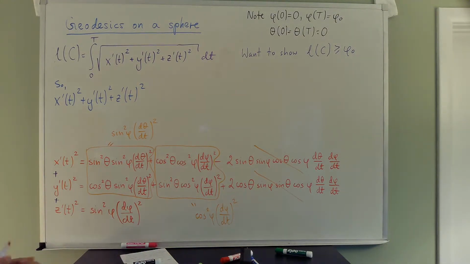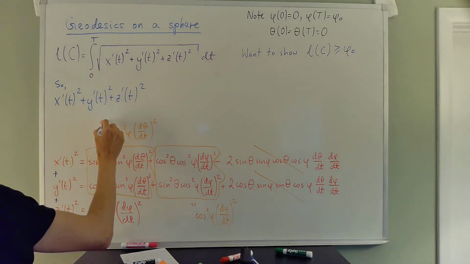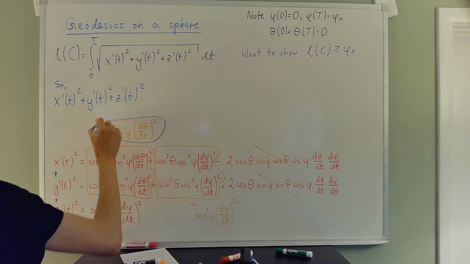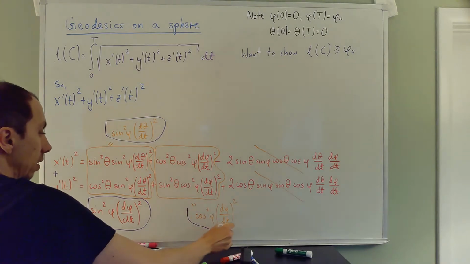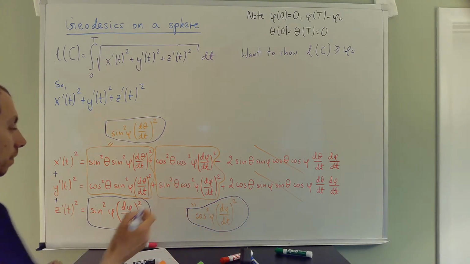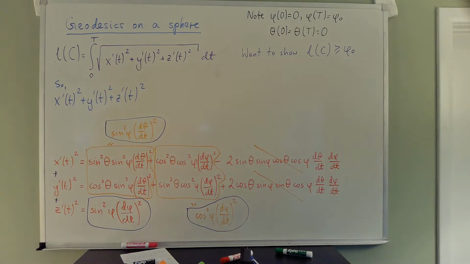Okay, so what do I now need to add? I need to add, what do I have left? I have this, this, and this. These are the three pieces that I need to add.